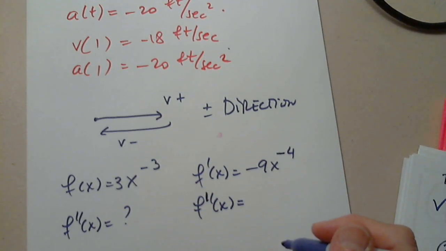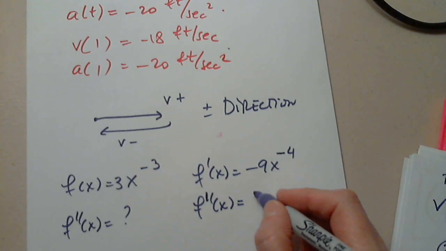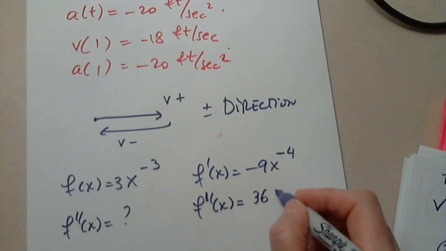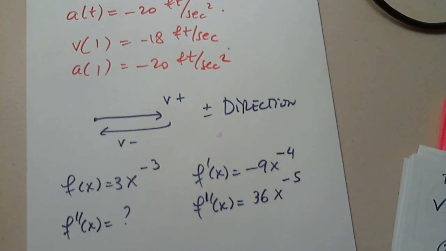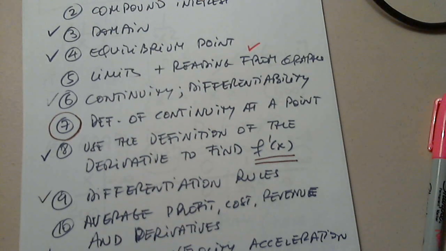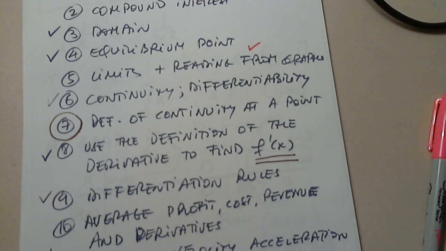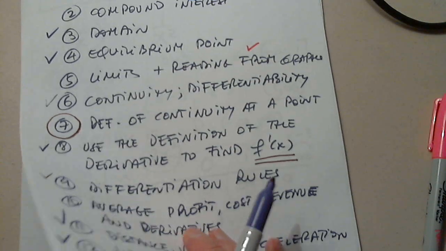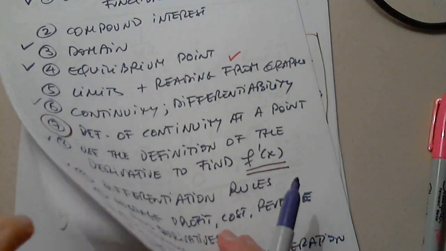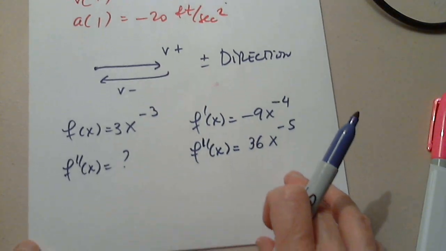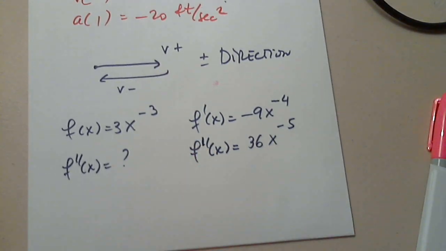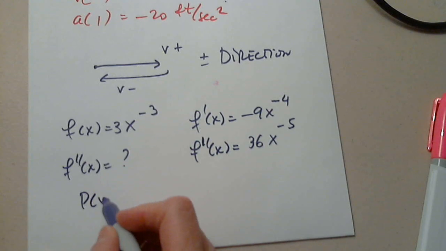So now the second derivative? Give me a second. Positive 36x to the -5th power. That's it. Good. So that was an example. Are we okay with the average profit, cost, revenue, and derivatives? You want to do a quick review? Yep.